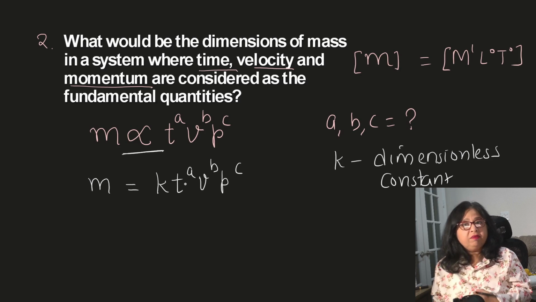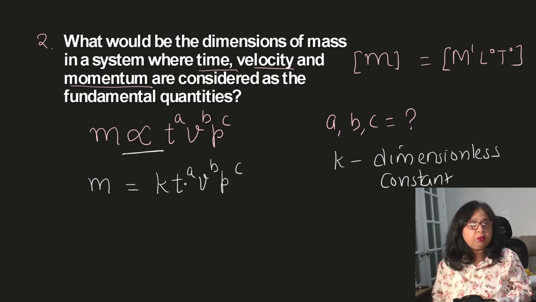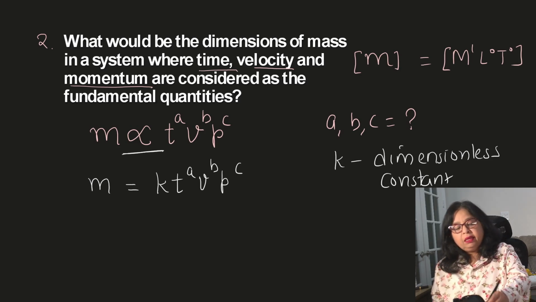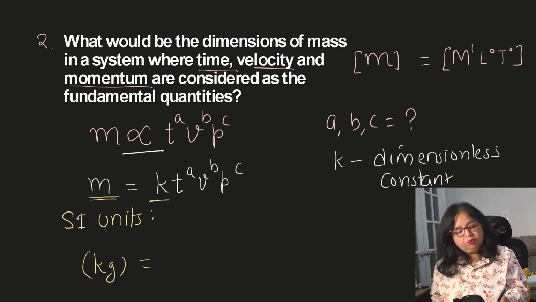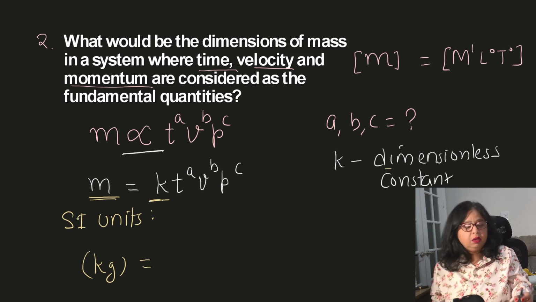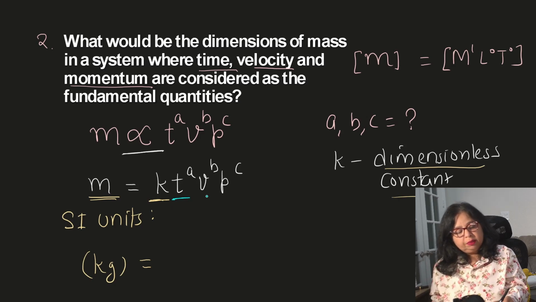Now in the previous problem, I have shown you how to solve it using dimensional analysis. Let's try it a different way this time. Let's solve this using SI units. Alright, SI units for mass, kilograms. SI units for K, nothing. Why? Because it's a dimensionless constant. Moving on to time t, seconds to the power a.